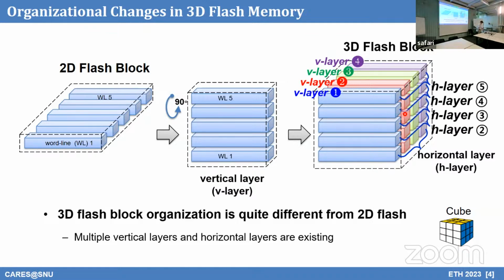Also, in this talk, I'll call this layer a vertical layer, or V layer. So there are 4 V layers, and then in the horizontal direction, we call it H layer. So here, there are 4 H layers too.